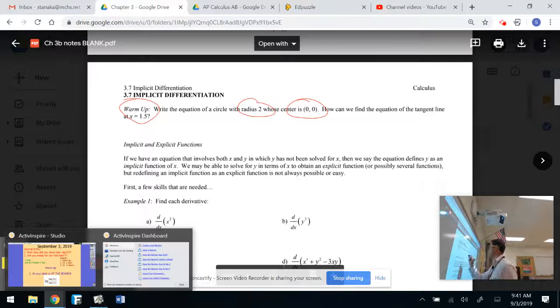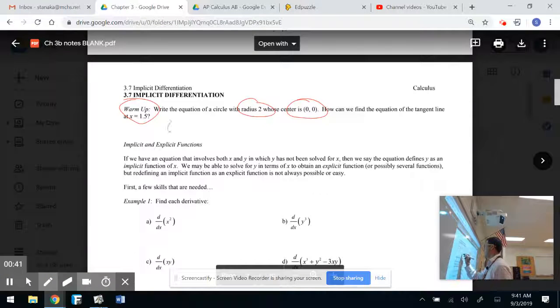Here we go. Now, here's something you should remember from your pre-calc days. The equation of a circle would be (x minus h) squared plus (y minus k) squared equals the radius squared. So in this particular situation, hopefully you were able to do this on your own. It would be x squared plus y squared is equal to r squared, 2 squared, which would be 4. Right? That'd be the equation of our circle.